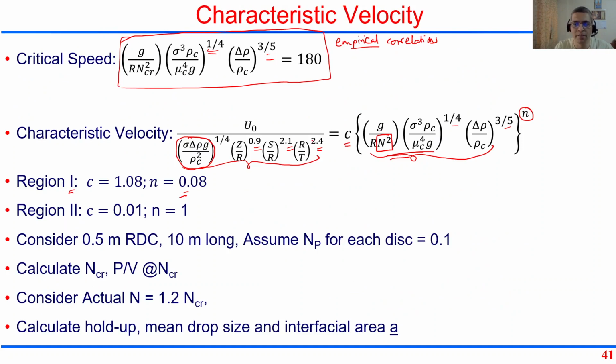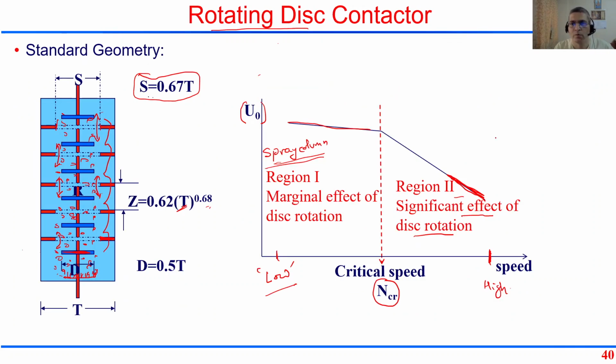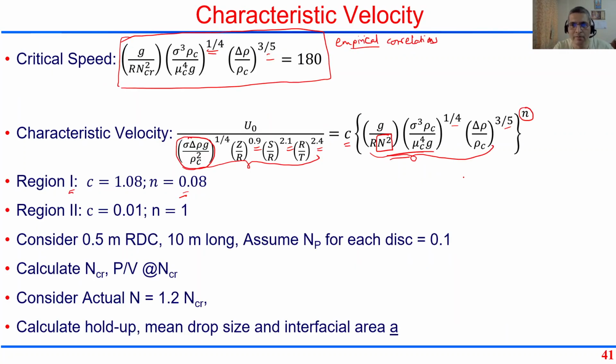But when you go to region 2, essentially it is controlled by the agitation. Then you see that power of n is high. Right? So then you see that significant breakage would occur because of the disc rotation, and then u0 would be fairly small. So what I want you to do is consider a 0.5 meter RDC.